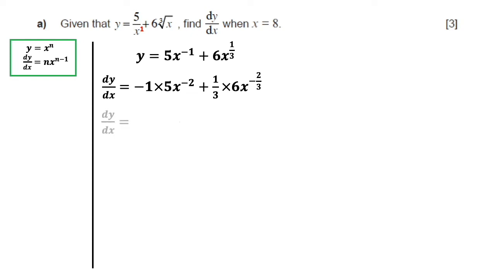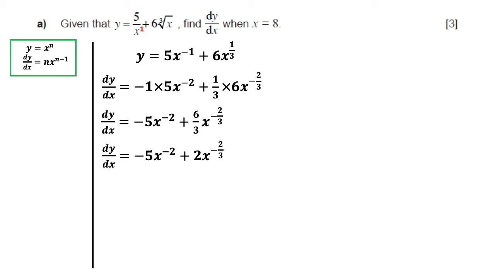If we simplify this, minus 1 times 5 is minus 5. So the first term becomes minus 5x power of minus 2. The second term, a third multiplied by 6 is 6/3. I can write that as 6 over 3. And if we simplify that, 6 divided by 3 is equal to 2. So my differentiation is minus 5x power of minus 2 plus 2x power of minus 2/3.